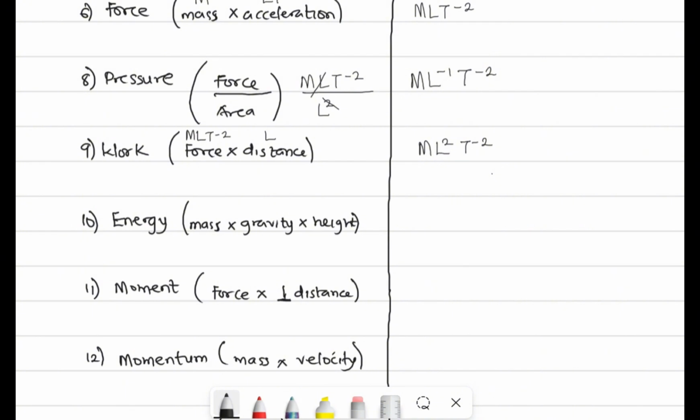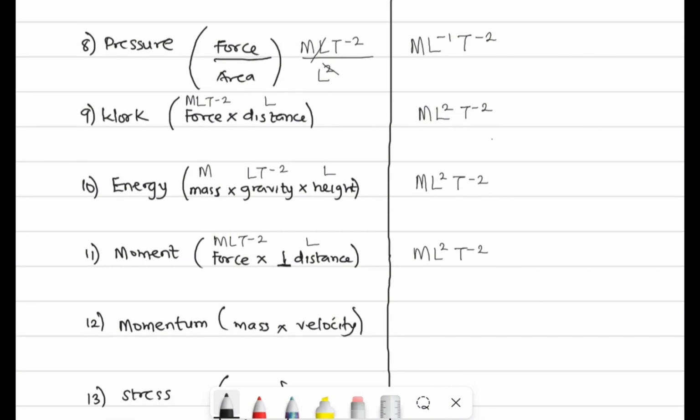We have energy too. Energy is mass, gravity times height. That's potential energy. So again, mass is M, gravity is acceleration due to gravity, acceleration is L T minus 2, and then height is L. So we have M L square T minus 2. Now we have moment. Moment is force times perpendicular distance. What is force now? Force is M L T minus 2, and then distance is L. So again, we have M L square T minus 2.